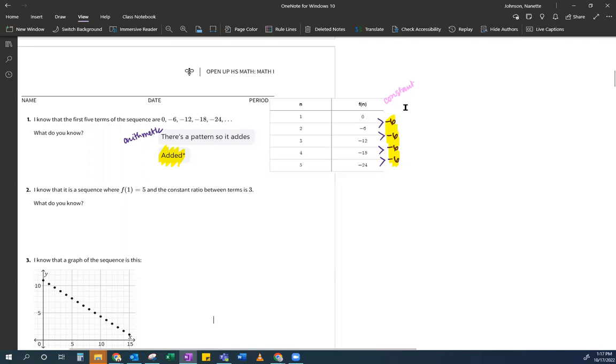What's another name that we would give him besides constant difference? Yeah, slope. Exactly. So another name that we give him is the word slope.